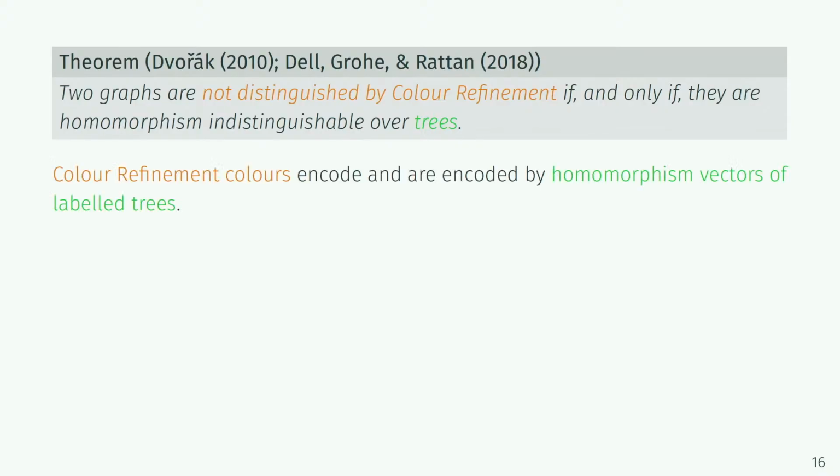Okay, now I'm going to argue that these color refinement colors, the colors produced by color refinement, essentially encode and are encoded by homomorphism vectors of labeled trees. So the colors are nothing else than the values in homomorphism vectors of labeled trees. So let's start with an input graph to color refinement. This is the graph we're performing color refinement on. Now I'm going to hand wave inductively that the color refinement colors encode the homomorphism vectors of all labeled trees.